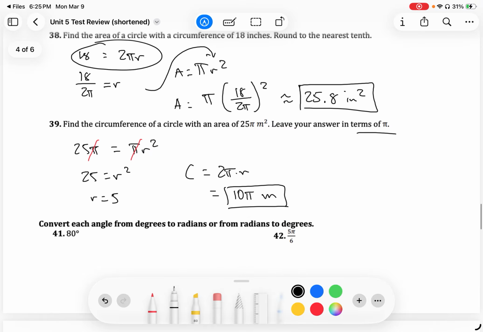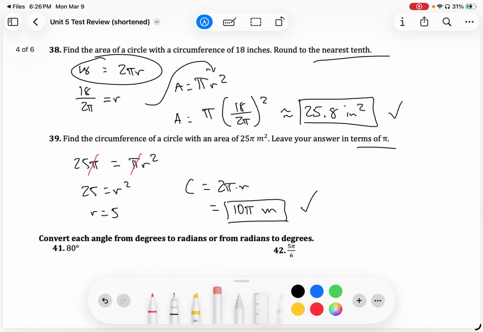Leave your answer in terms of pi. Check. Round to the nearest tenth. Check.